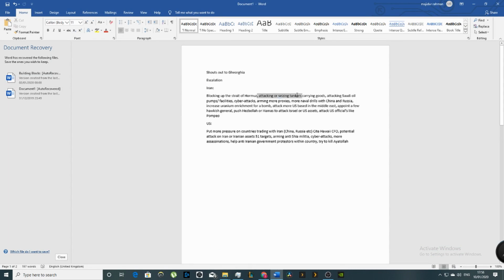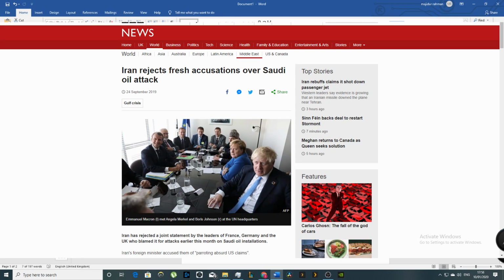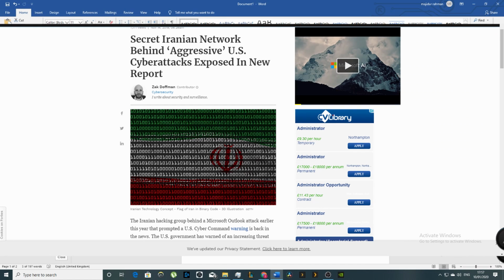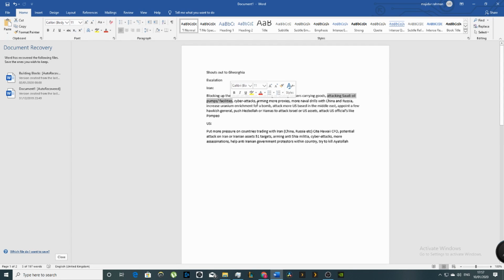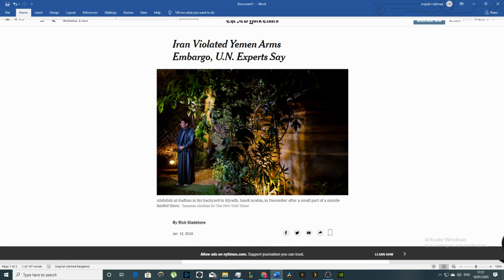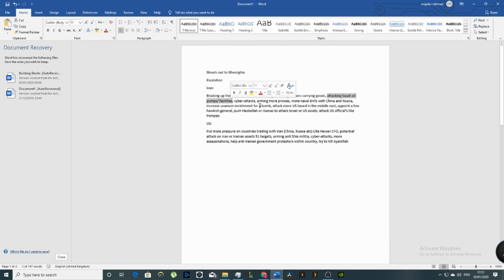Another way they can do it is attacking and seizing tankers carrying goods. That's something they've done. Attacking Saudi oil pumps or facilities, which is something that they've done in the past as well. Cyber attacks. Iran have been accused of doing multiple cyber attacks in the past. They could arm more proxies, sort of like the Houthi rebels in Yemen. They could arm them. That's some good coffee. They could start arming them more, giving them better weapons. Shia militias within Iraq. That's something else they could do.